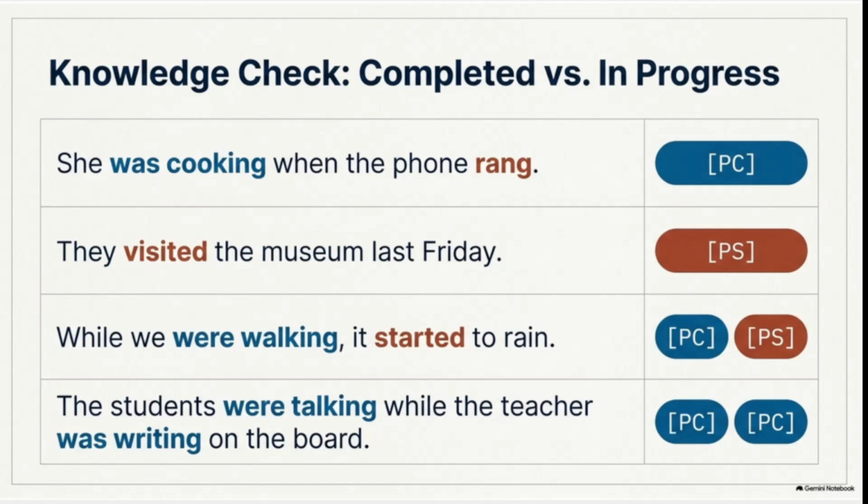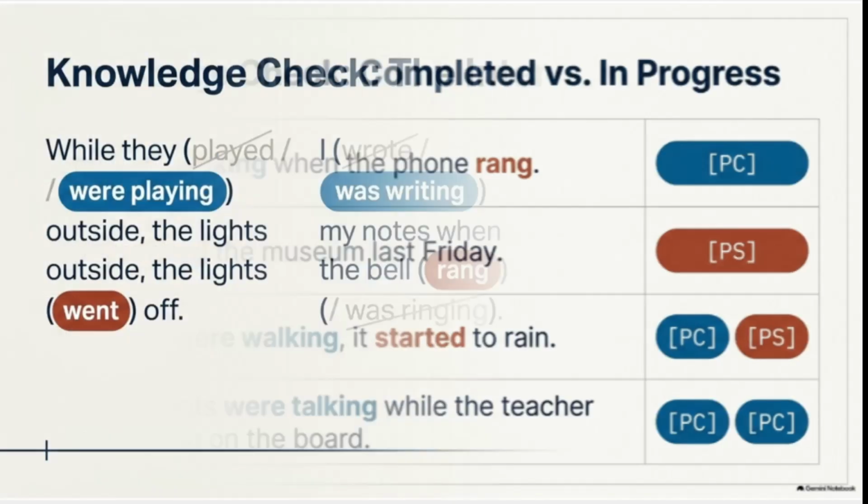Here, both actions were happening at the same time, so we use past continuous for both: were talking and was writing. Excellent. The key is to look at the meaning of each action.